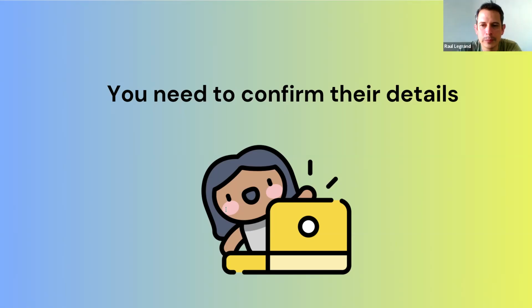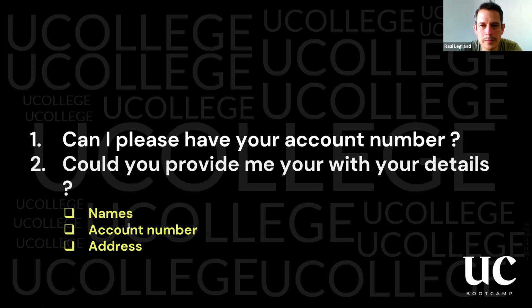If you work in a hotel, in a restaurant, whatever you work, you need to confirm their details. So you can say, for example, please read question number 1. Can I please have your account number? This is the first one. Great. And the second one, please read it. Could you provide me with your details?